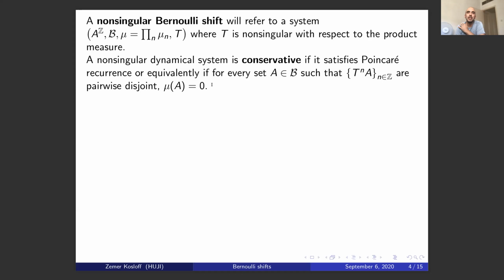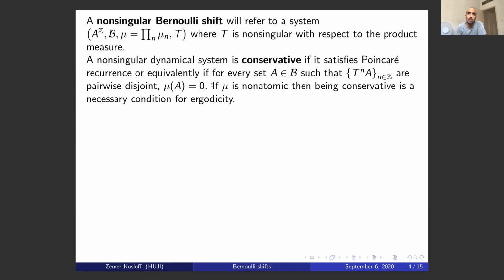So this is the definition of conservative, and you should recall the definition of ergodicity, which means non-existence of non-trivial invariant sets. And in our case, the measures are going to be non-atomic, which comes up from Kakutani's criteria. So being conservative is a necessary condition for being ergodic. And you can ask whether the converse holds, and this is not true in general.